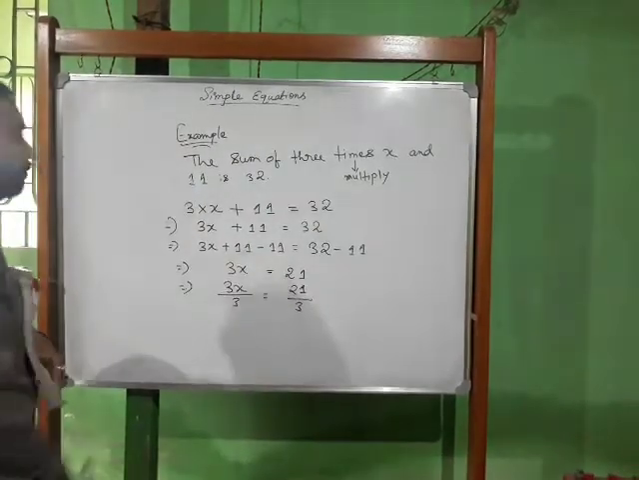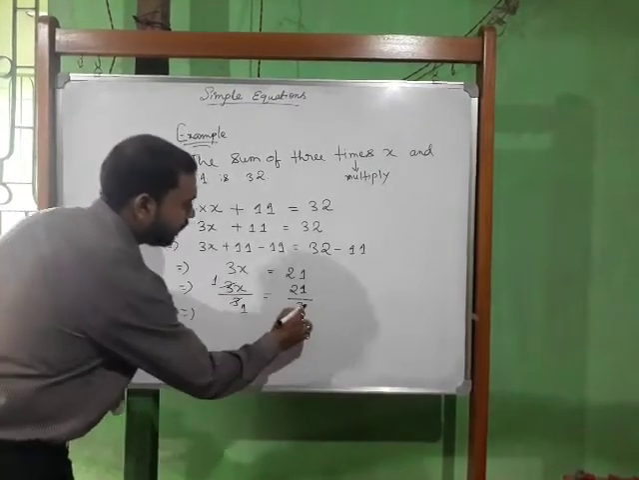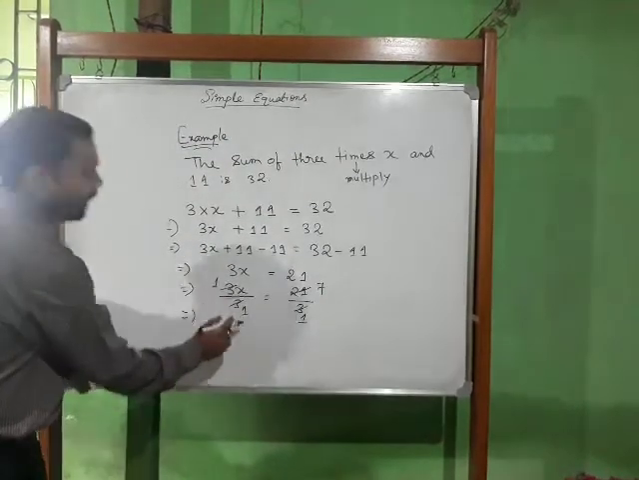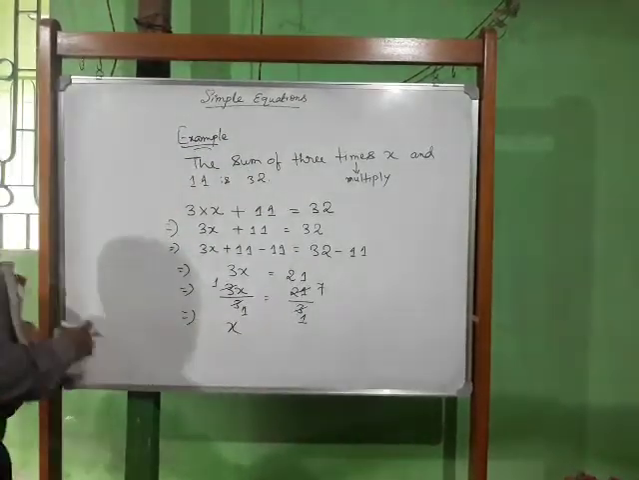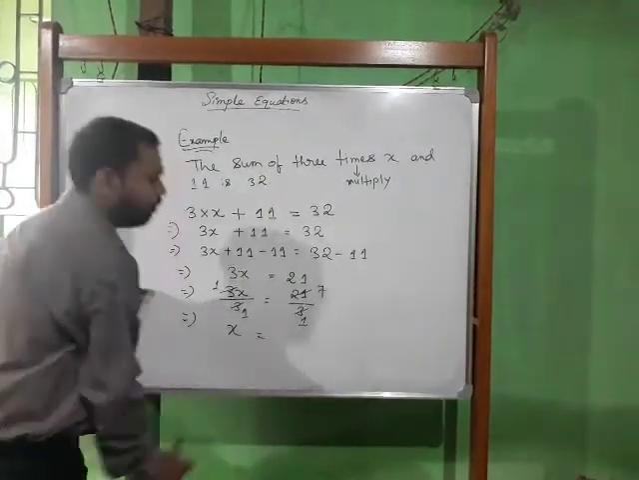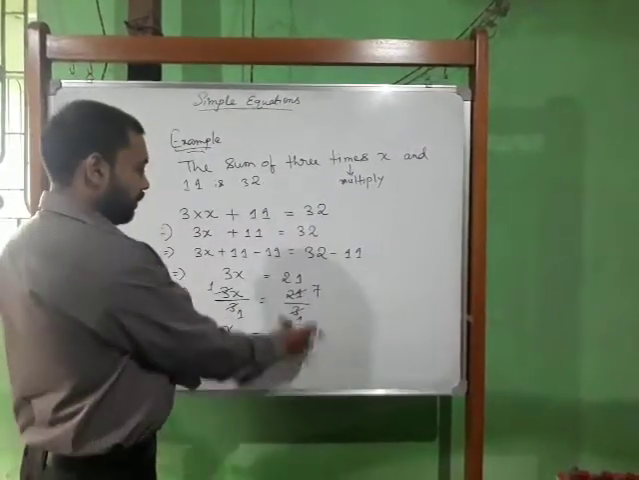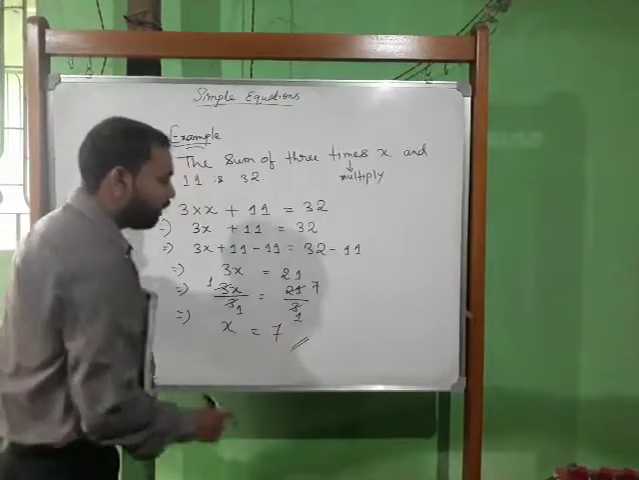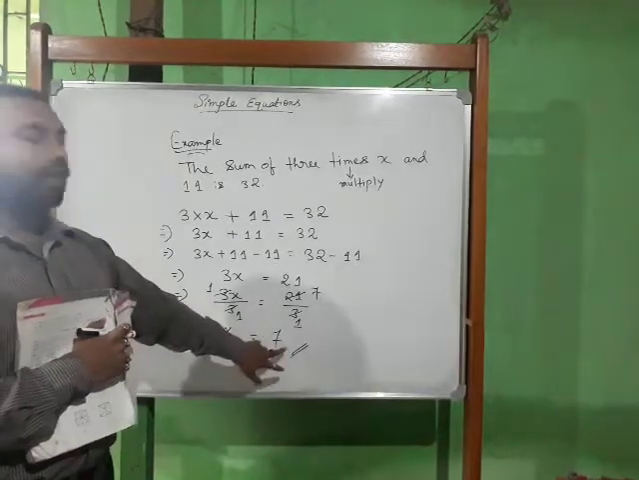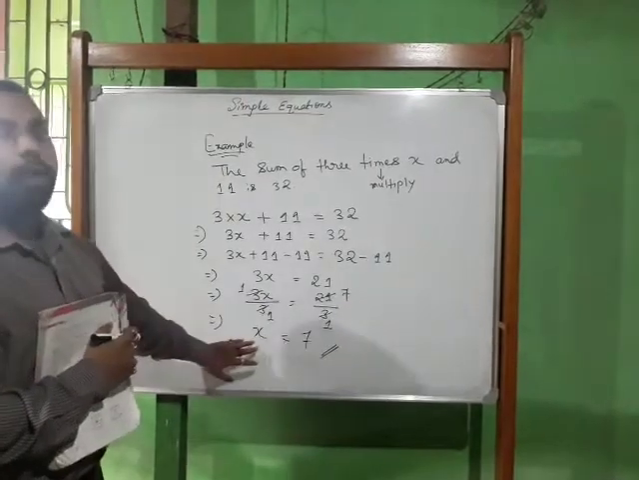Now what will we do? 3 1s are 3, 3 1s are 3. Again here 3 1s are 3, 3 7s are 21. So it is 1 by 1, that means only x we can write, because 1 we are not writing. Now equal to 21 by 3, it is 7. So x equal to 7. We have got the value of this variable x as 7. In this way we can find the value of x.